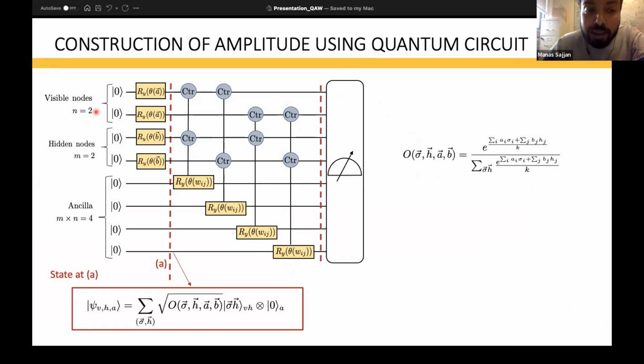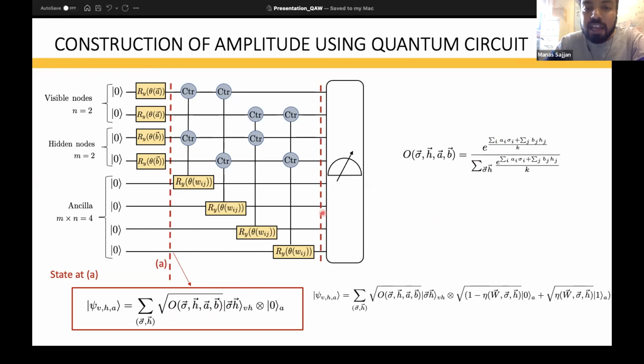concerned, this is the circuit that we're going to use to construct the amplitude field. The circuit demonstrates a specific case in which we have two visible neurons and two hidden neurons, and the circuit also requires m into n, or 4 ancillas in this case. The first part of the circuit has single-qubit RY gates, which are all parameterized by the local biases A and B, and hence the state at point A is essentially going to be the non-interacting part of the distribution. The state at point B is going to encode the interacting part of the distribution, where the interactions between the visible and the hidden nodes are stored as amplitudes within the ancillas.